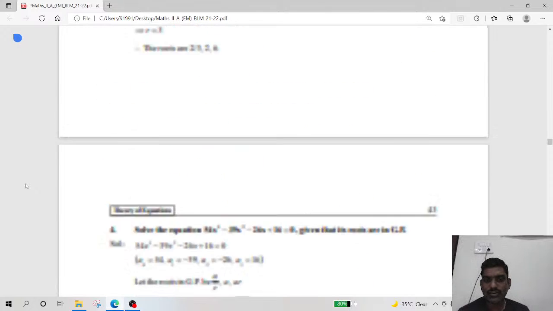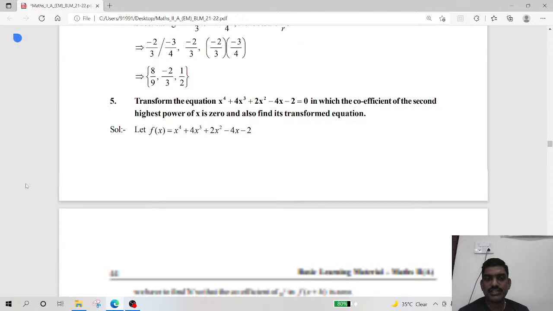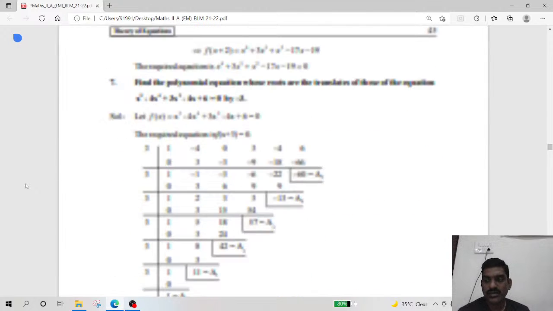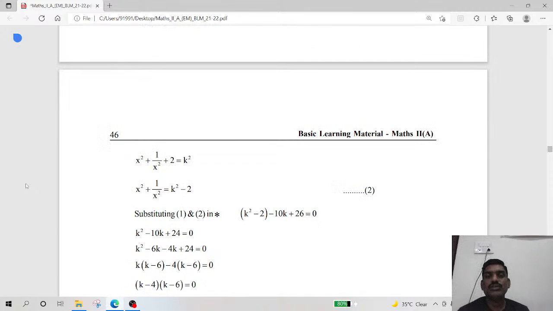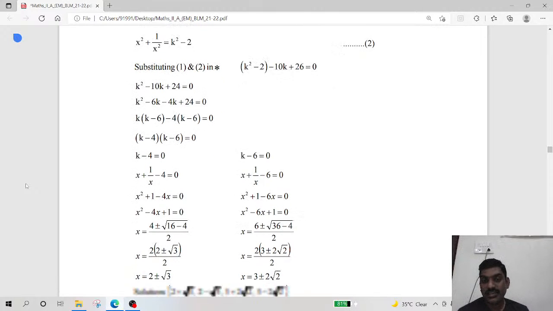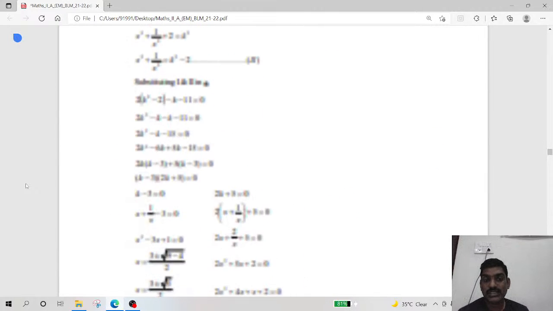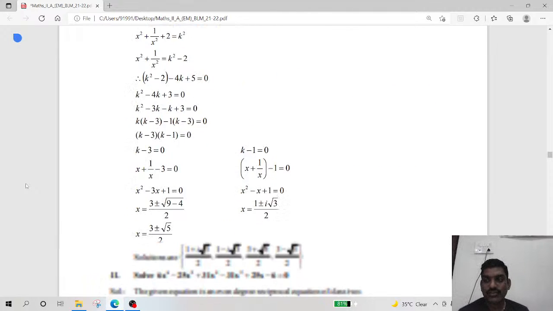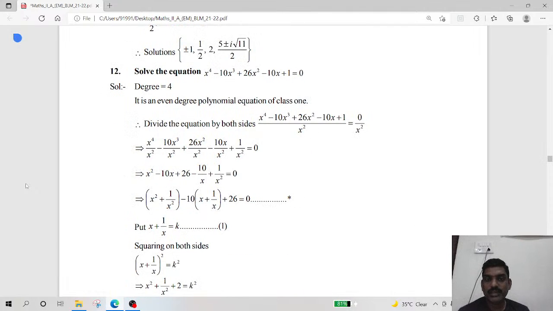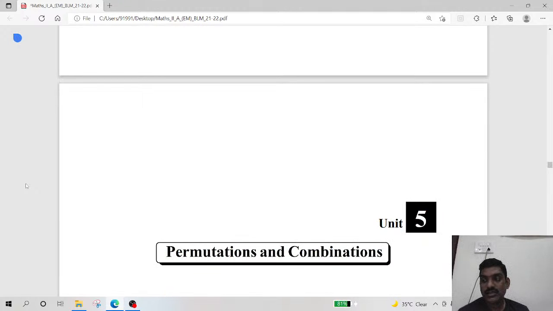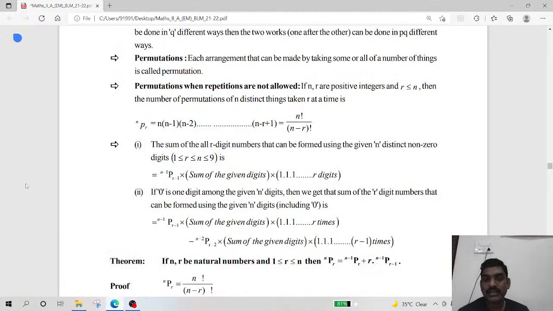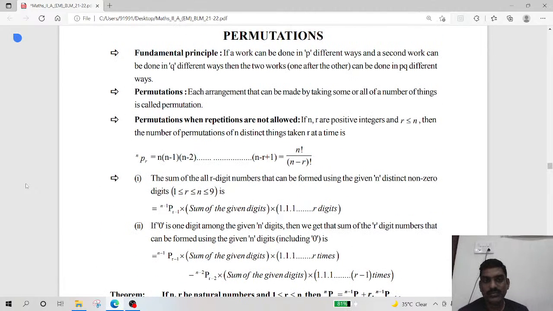For permutation and combination, permutation is nothing but arrangement, combination is nothing but selection, that we have to remember. Arranging r objects out of n objects is in nPr ways, and selecting r objects out of n objects is in nCr ways. We know the formulas. nPr is n factorial divided by (n minus r) factorial. nCr is n factorial divided by (n minus r) factorial times r factorial. That is about permutation and combination.